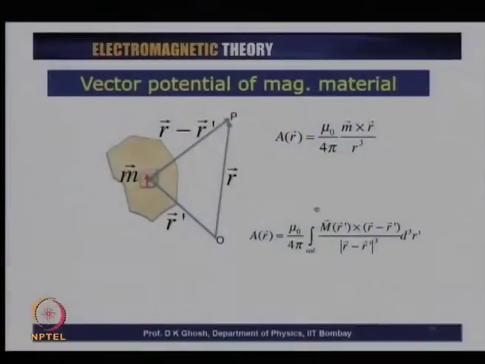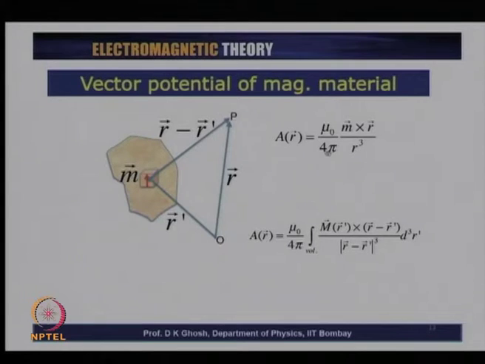Now, what we are going to do next is to calculate the vector potential of a magnetic material. So, we had seen the total contribution will be because of two things. One is that I have the charge transport, and of course, I have the averaged microscopic currents. So, let us look at this picture here. In this picture, I have shown at a position r prime a magnetic moment m, and I am looking at the field at the point P.